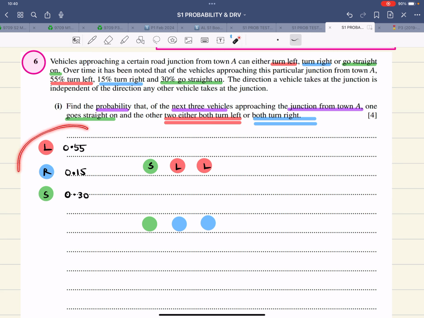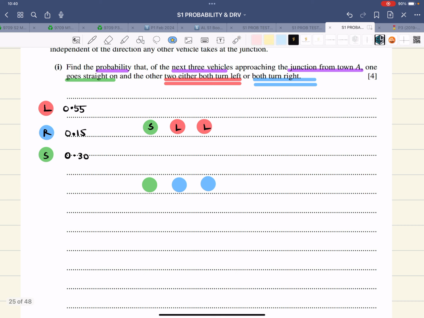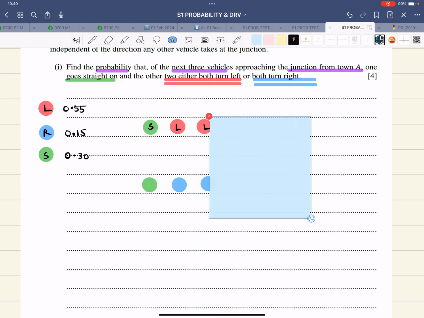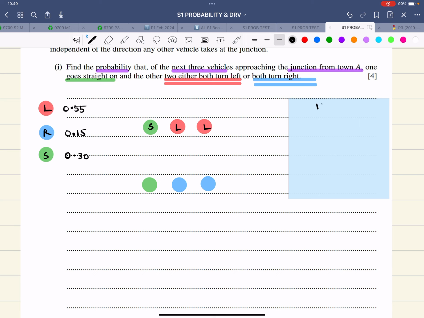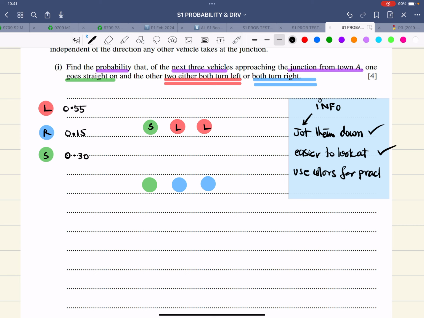Now, why do you think I have written the probabilities over here? So that I don't have to go over the words and numbers again and again. That brings me to the idea that whatever info that you have in the question, jot them down separately, so that it's easier to look at. So that is what my focus is. And colors, of course, that is while you're practicing. So use colors for practicing. Of course, you cannot do them in the exam, but for practicing, no one is stopping you.